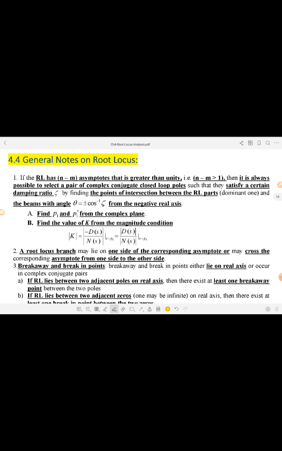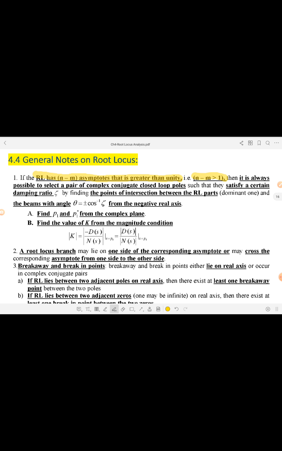The first note is related to the fact that if the root locus has asymptotes greater than unity, and the number of asymptotes is n minus m, this means that n minus m is greater than unity. As I have covered in my previous lectures, this means there will be asymptotic angles of 90 and minus 90 if n minus m is equal to 2, or if n minus m is equal to 3, there will be 60, minus 60, 180, and so on.